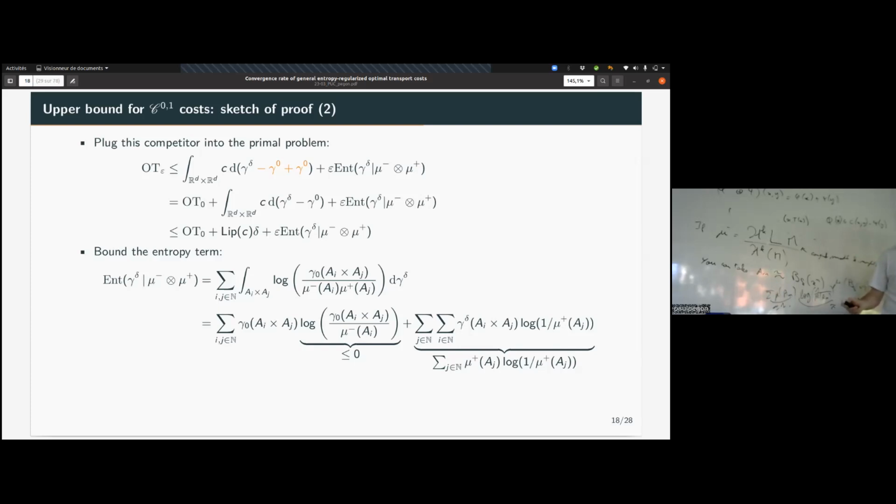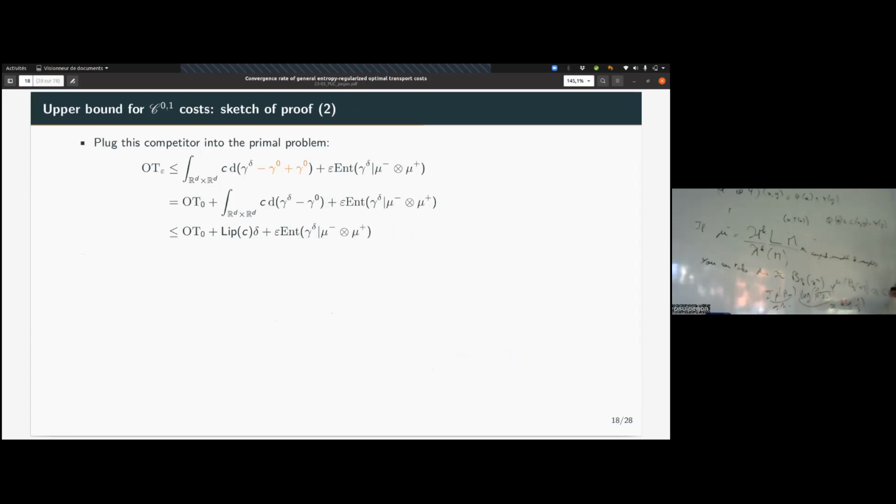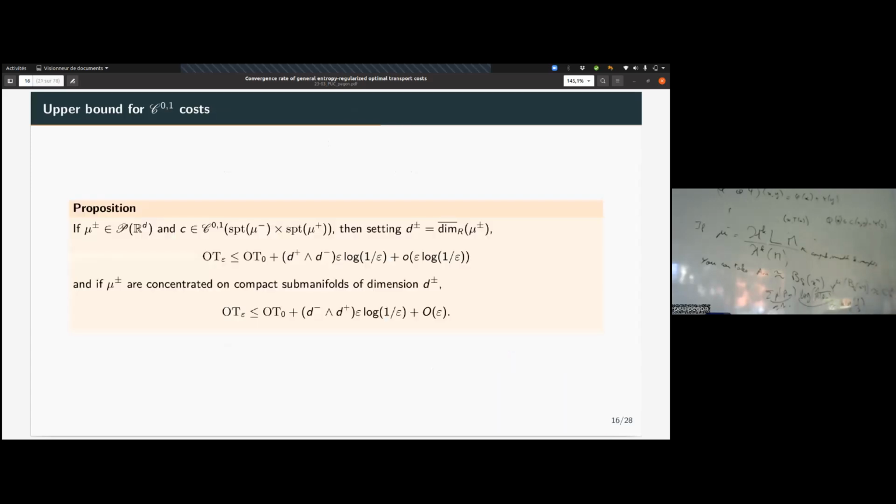Just look at this. Using again the marginal constraints, you see that summing over i gives you mu plus of A_j, exactly because gamma delta has the right marginal. And you can see this is exactly the sum of mu plus log of 1 over mu plus. This is the quantity that we have defined before. So you get this part, epsilon times H_delta, whatever. And so this is the boundary effect. And you divide by epsilon, you make epsilon go to 0, and you get exactly the boundary that you obtained, which was this one.